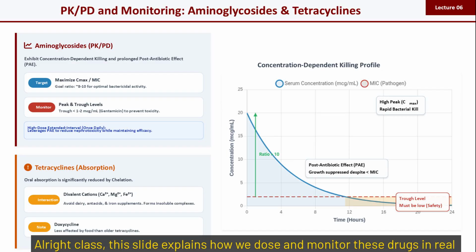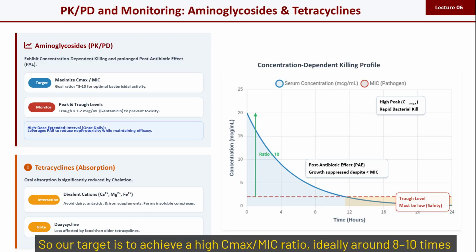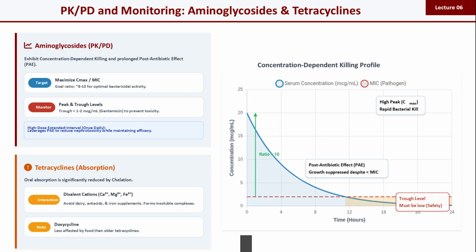Alright class, this slide explains how we dose and monitor these drugs in real patients. First, focus on aminoglycosides. These drugs show concentration-dependent killing, meaning higher peak concentration gives better bacterial killing. So our target is to achieve a high Cmax/MIC ratio, ideally around 8 to 10 times the MIC. They also have a post-antibiotic effect, PAE. Even when the drug level falls below MIC, bacterial growth remains suppressed.